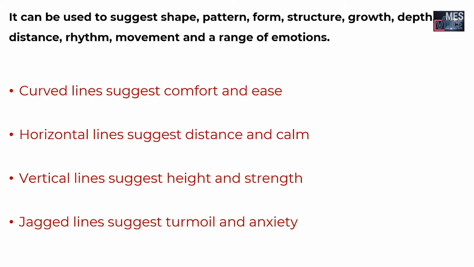For example, curved lines suggest comfort and ease. Horizontal lines suggest distance and calm. Vertical lines suggest height and strength. Whereas jagged lines suggest turmoil and anxiety.